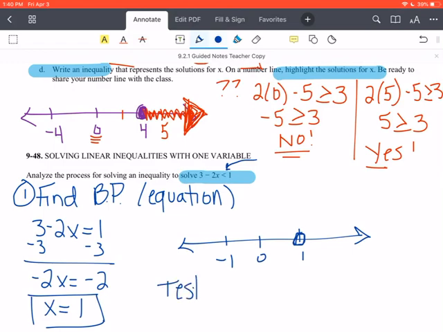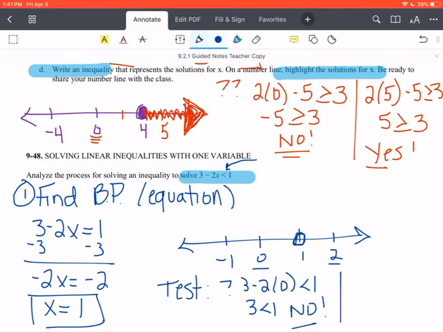Then I'm going to test. All I ever have to do is test 2 points. I'm going to test 2, and I'm going to test 0. If I test 0, I'm asking myself, and I always put a question mark there, is 3 minus 2 times 0 less than 1? Well, you have to do the math. 2 times 0 is 0. Is 3 less than 1? Absolutely not. Don't just be a robot and say yes or no.